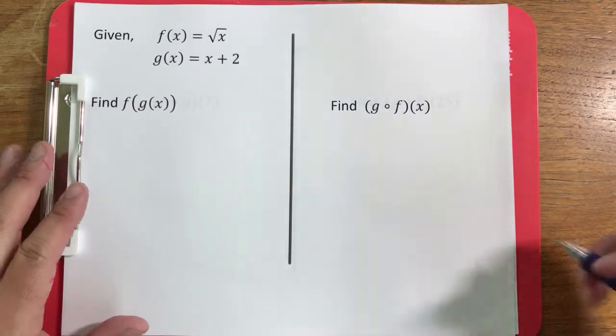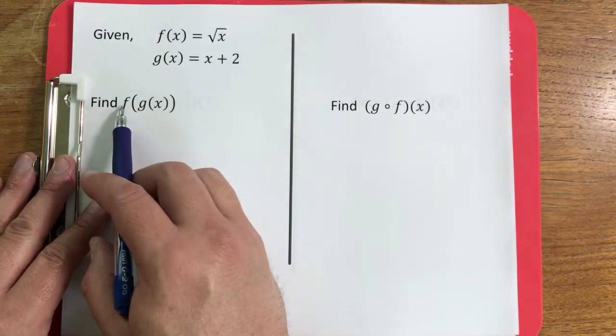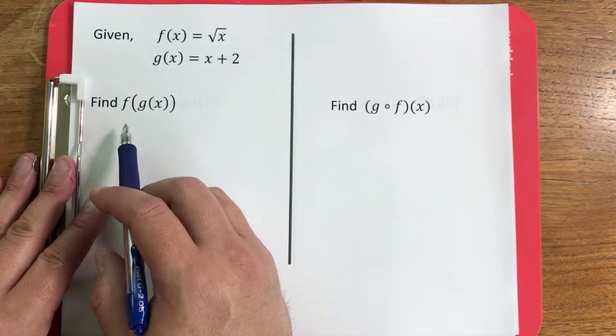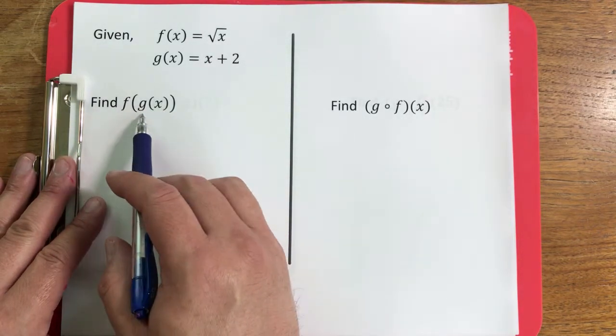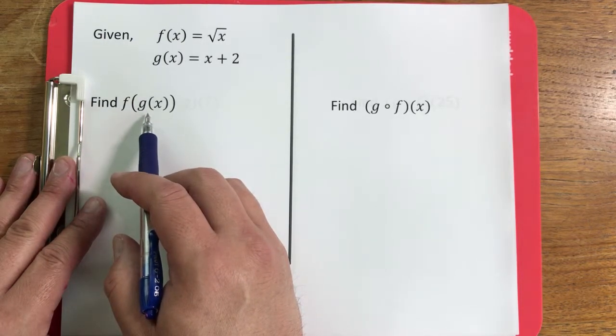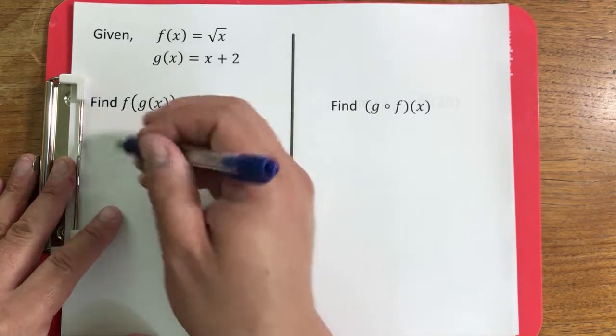Now we're going to work on what's called composite functions. Composite functions are functions that call functions. Now it looks terrifying, but it's going to be okay. The first thing we want to do is go inside out. We want to substitute for g of x. So we can see over here that g of x is equal to x plus 2.